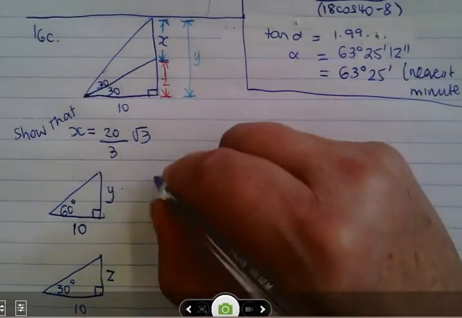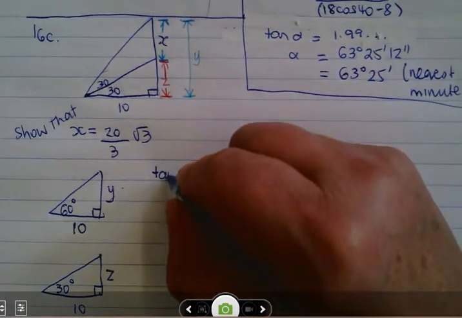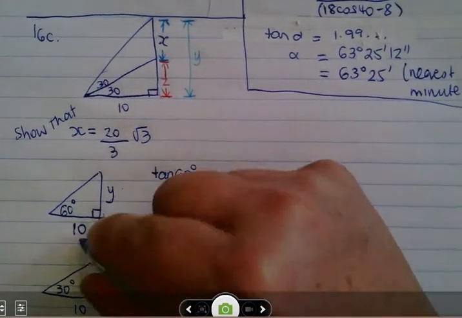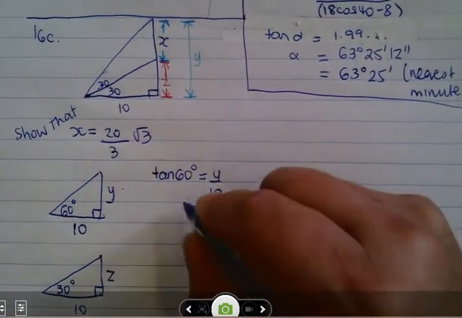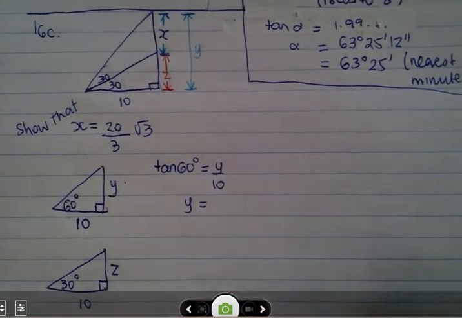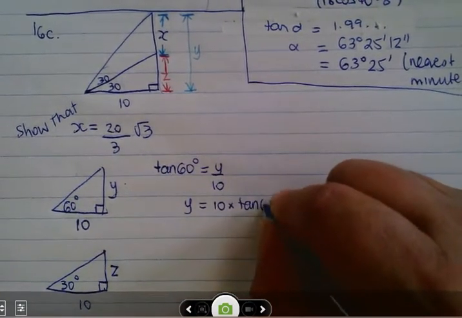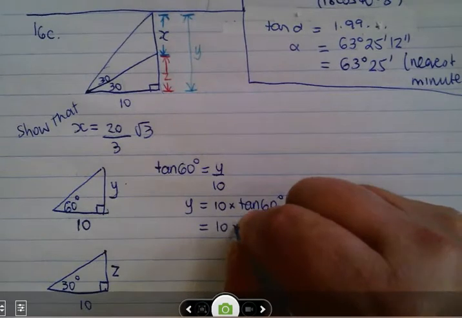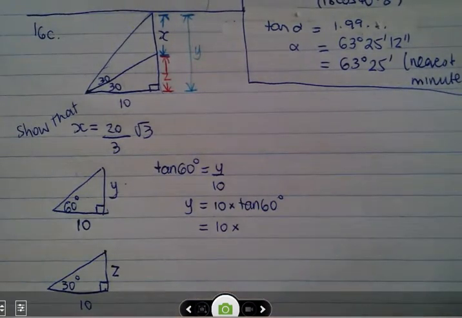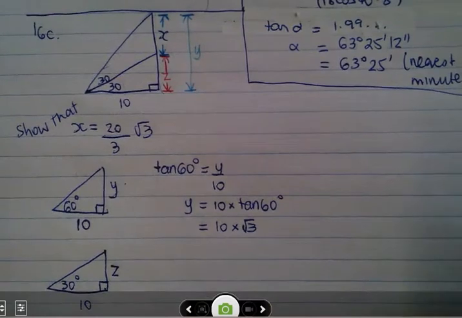Well, you don't have the hypotenuse, so what have you got? Sine, cos, or tan? Tan of 60 is opposite over adjacent. It's y on 10. So y equals, tell me what to write. 10 times tan 60. Okay, what does tan 60 equal? You can go tan 60, square it. What do you get? If it's horrible, you square it, you get 3, so it's root 3.